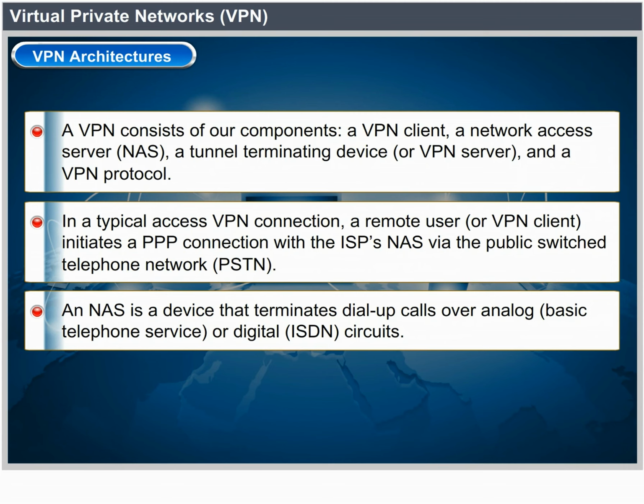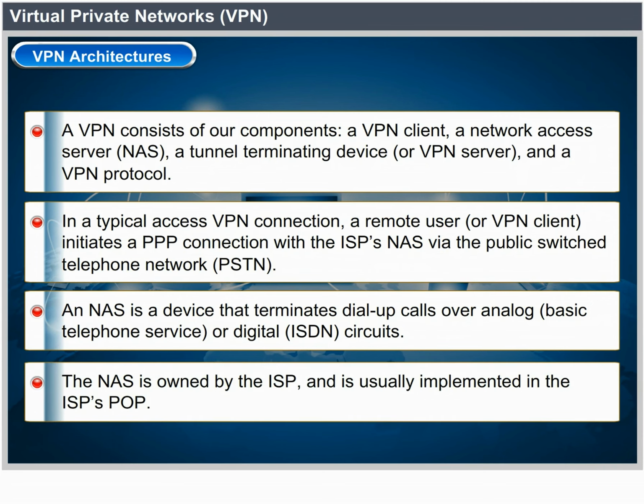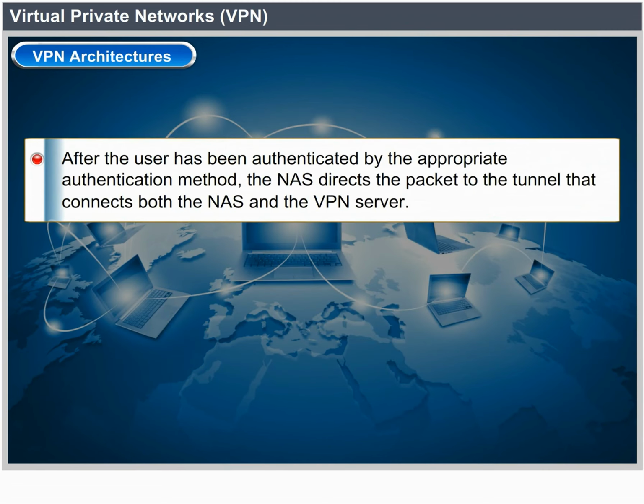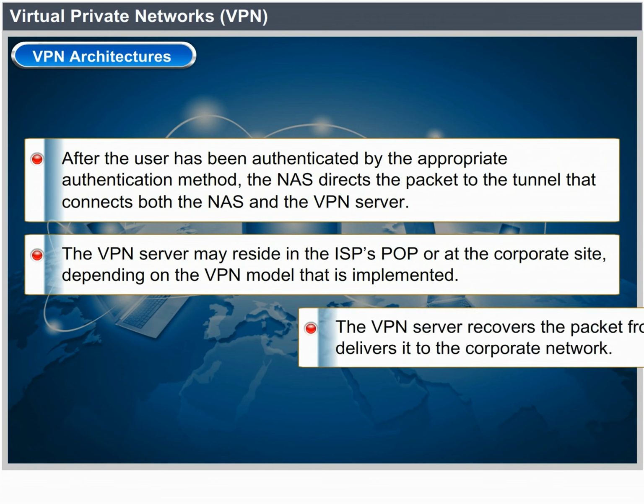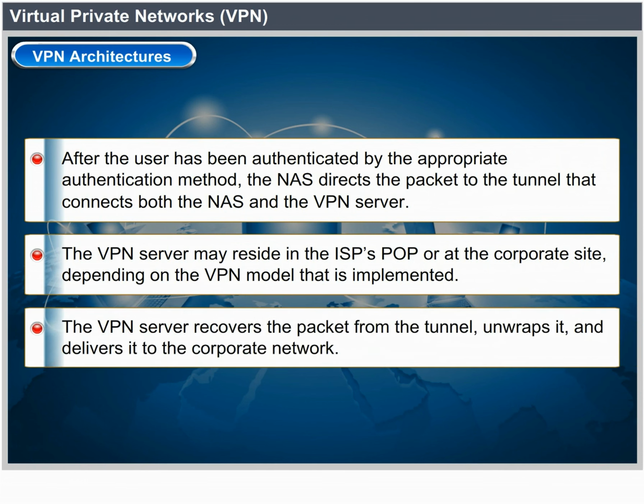The NAS is owned by the ISP and is usually implemented in the ISP's POP. After the user has been authenticated by the appropriate authentication method, the NAS directs the packet to the tunnel that connects both the NAS and the VPN server. The VPN server may reside in the ISP's POP or at the corporate site depending on the VPN model that is implemented. The VPN server recovers the packet from the tunnel, unwraps it, and delivers it to the corporate network. Figure below illustrates VPN architecture.